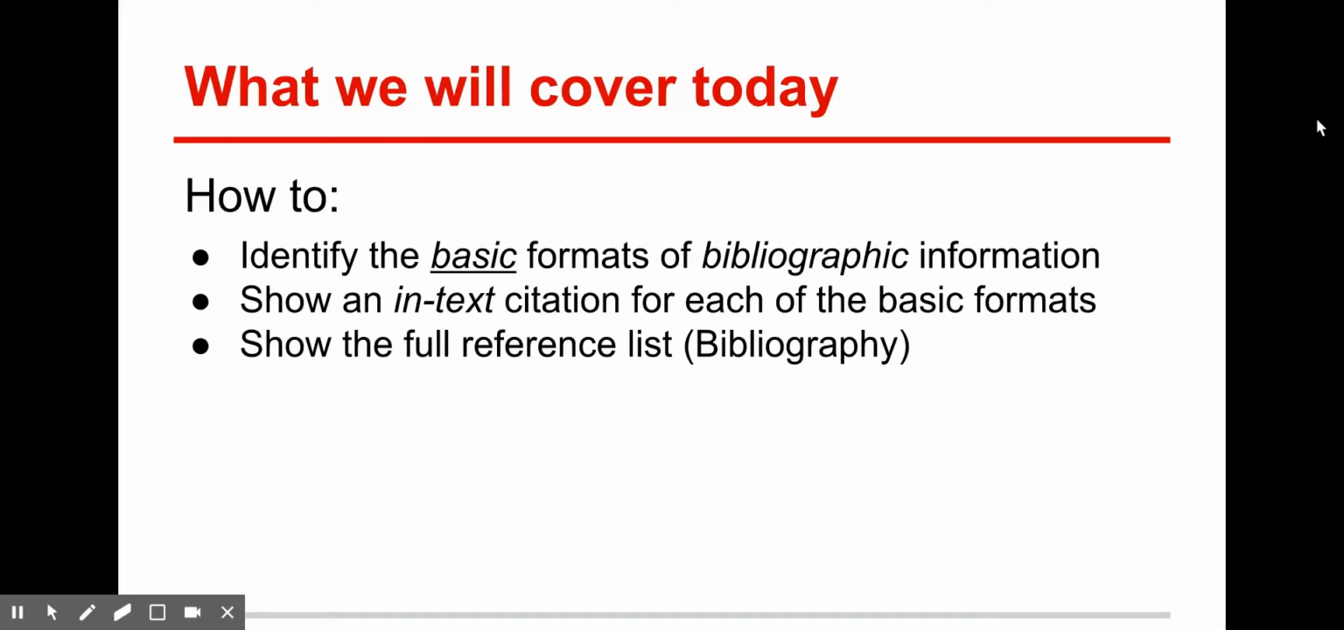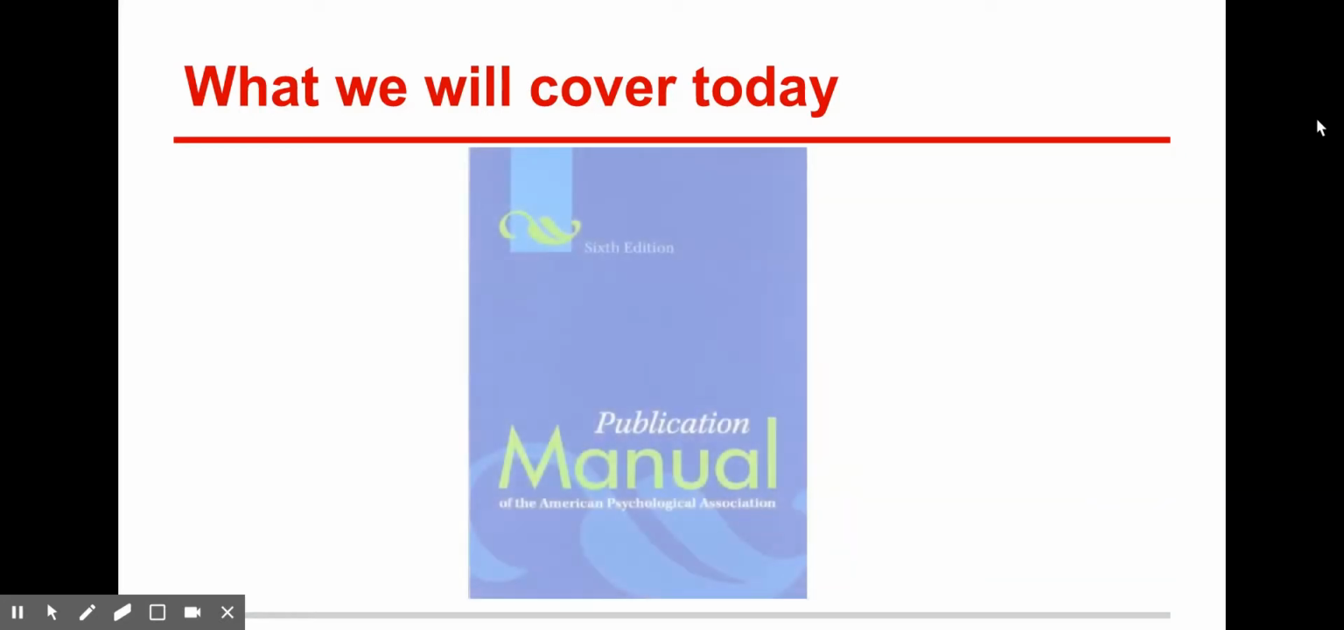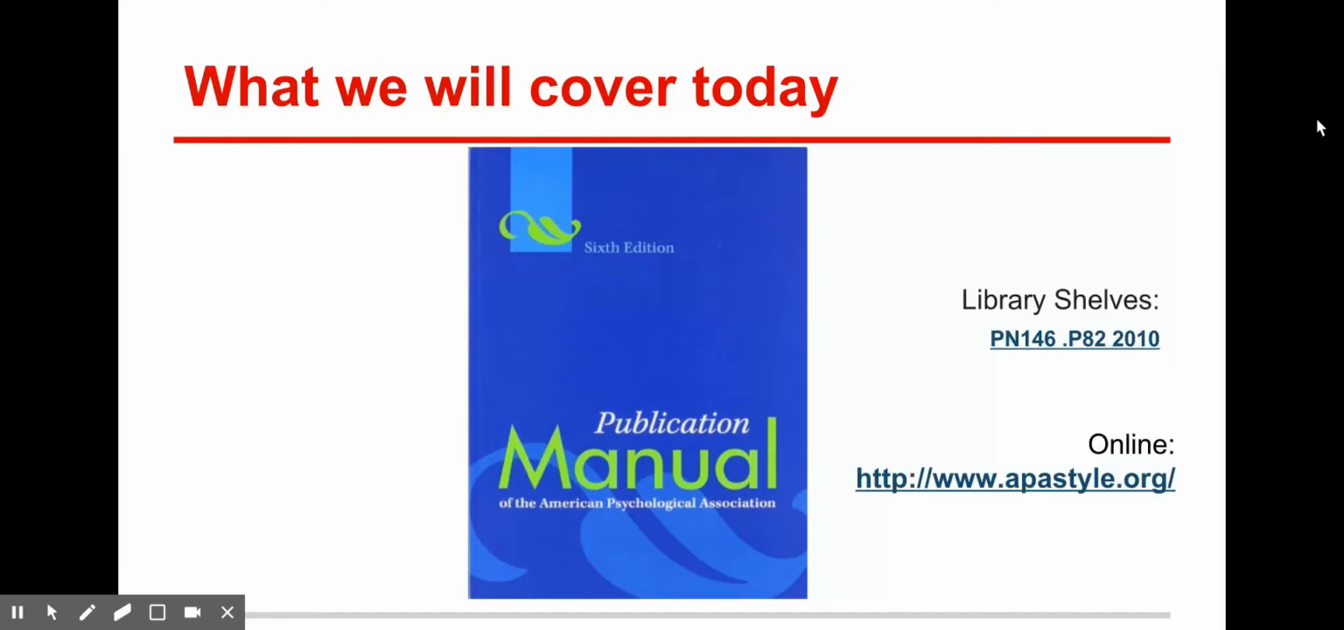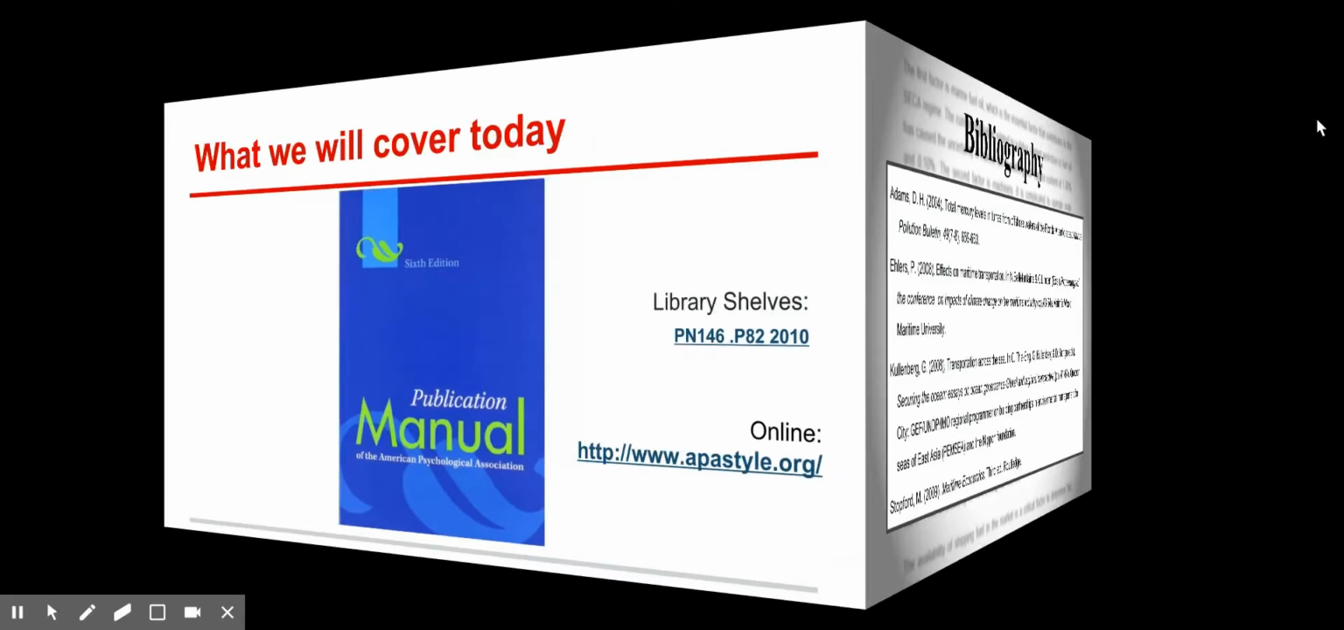And then throughout this presentation, we will show several times the full reference list or bibliography, which appears at the back of your work. We're going to show these citations according to the Publication Manual of the American Psychological Association. We have copies of these in the library, and you can also find the latest updated information, because it changes all the time. There are always new editions, at the apastyle.org website.